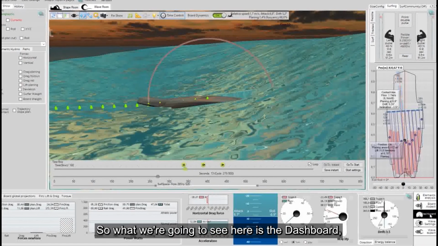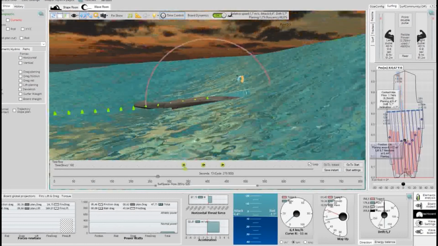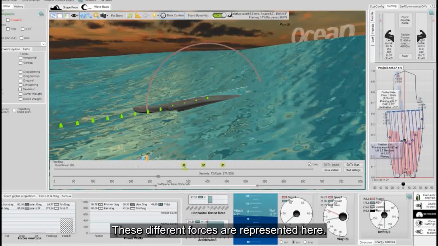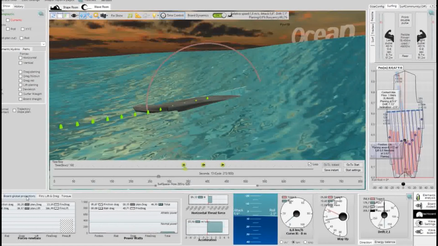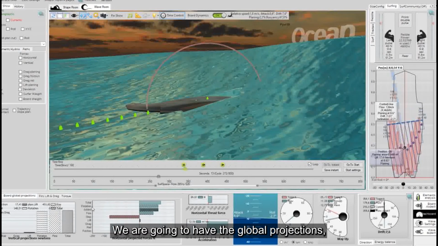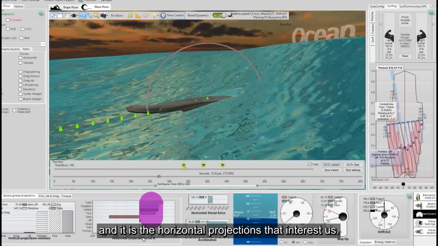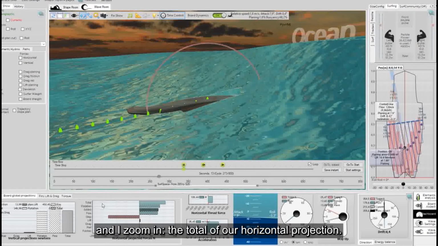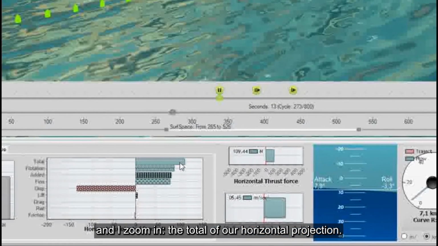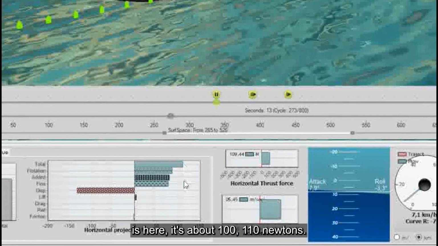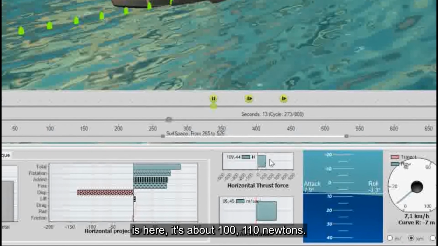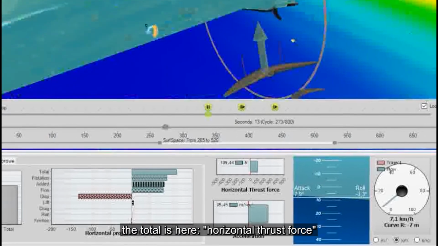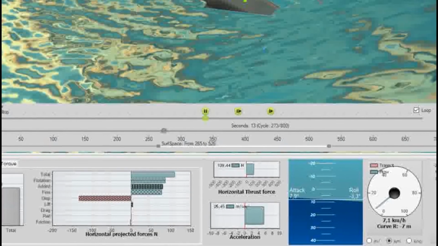So what we're going to see here is the dashboard, which shows the different forces. These different forces are represented here. We are going to have the global projections, and it is the horizontal projections that interest us. I stop my wave, and I zoom in. The total of our horizontal projection is here. It's about 110 newtons. The total is here, horizontal thrust force.